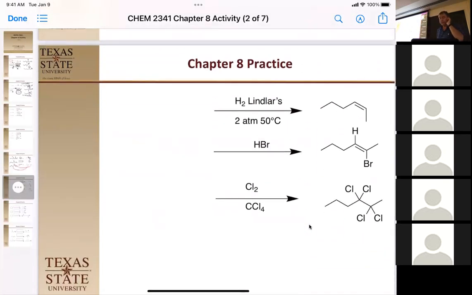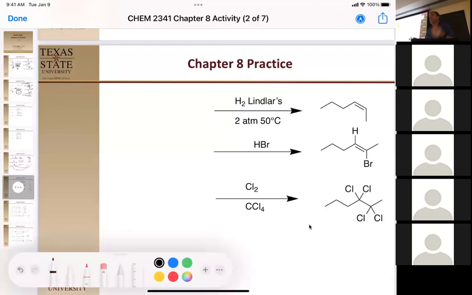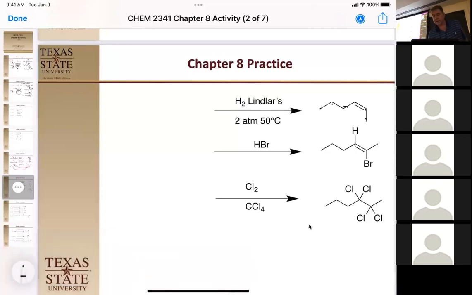Ooh, Lindlar's catalyst, and it made a cis alkene. So what do we start with? An alkyne. So let's count our carbons. 1, 2, 3, 4, 5, 6. So we're going to do 1, 2, 3, 4, 5, 6. See how we're doing this backwards? We're taking, oh, this is a cis alkene, Lindlar's catalyst. That means it did a syn addition of hydrogen across a triple bond to get to that. And so that's why we're going to go to Lindlar.